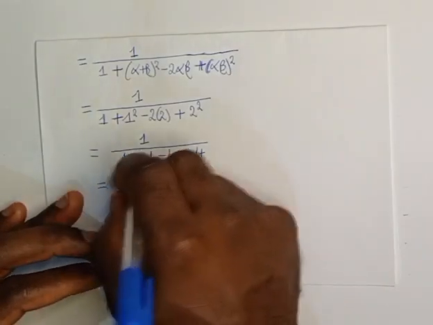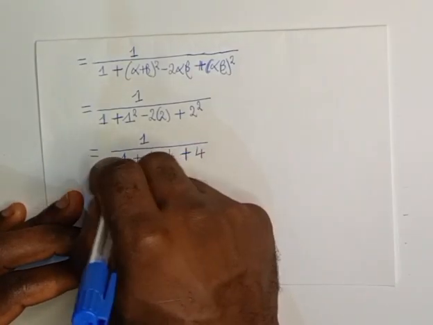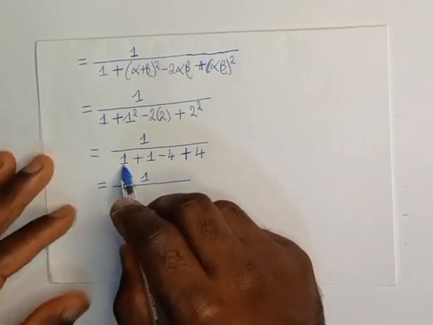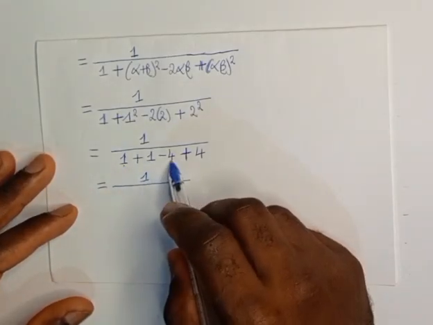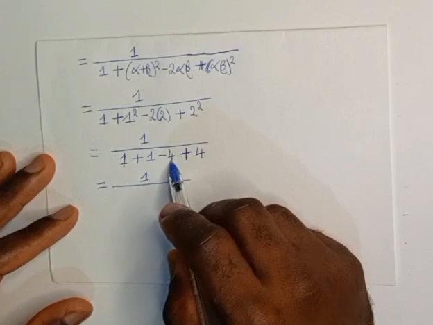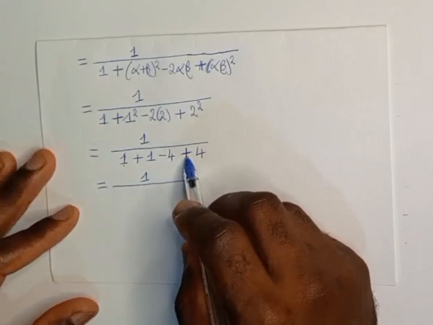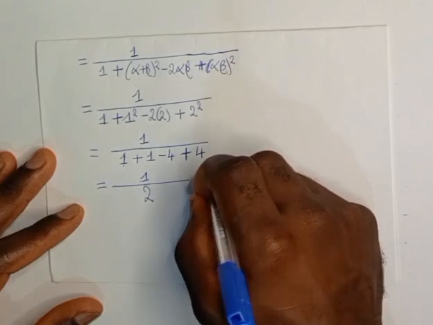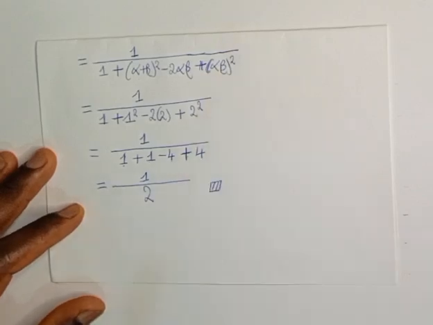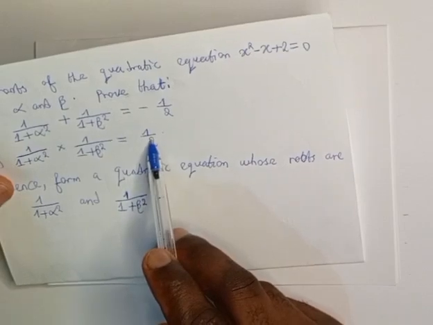This will simply be equal to 1 all over 1 plus 1 gives us 2. 2 minus 4 gives us negative 2. Negative 2 plus 4 gives us 2, which is a half. What we are to prove. You can see, this is it.